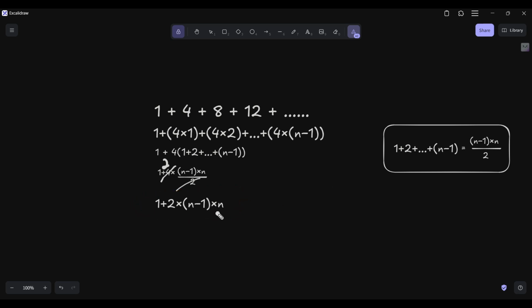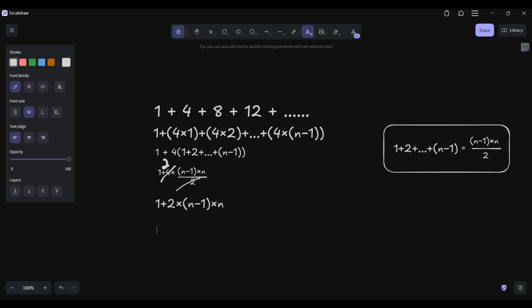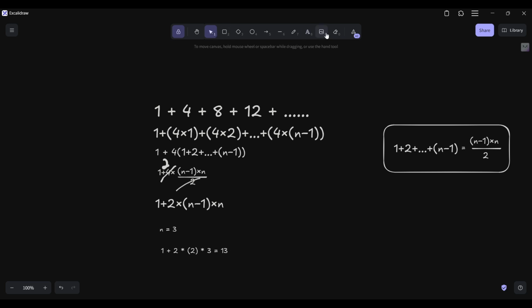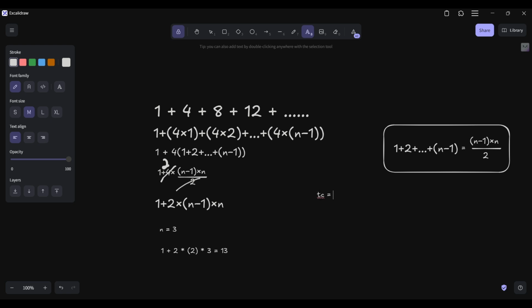Let's check by taking n equals 3. Then 1 plus 2 into n minus 1, that is 3 minus 1, which is 2, into 3, that is 2 times 2 times 3 which is 12, so the answer is 13. So that's how we will calculate, and we can simply return this. This will take time complexity big O of 1, because we are not using any loop or anything.